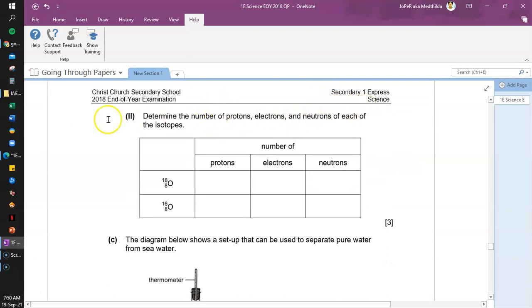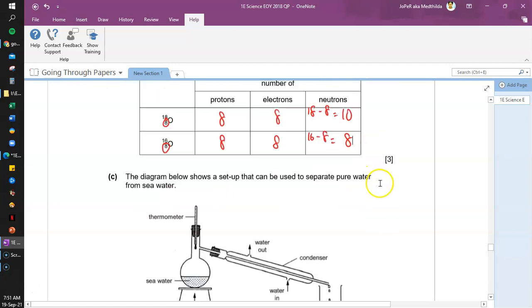Now let's determine the protons, electrons, and neutrons of these isotopes. It's actually quite simple. Even if you do not know that they are isotopes, based on the proton and the nucleon number provided, you can find out how many protons, electrons, and neutrons there are. Because the proton number is 8, it definitely must have 8 protons. And let's assume that they are atoms, so the number of protons and the number of electrons must be the same. To find neutrons, you take the nucleon number minus the proton number. Same thing here, nucleon minus the proton, you get the number of neutrons. So this is part 2, quite simple, 3 marks.